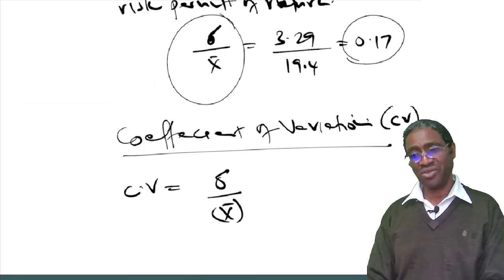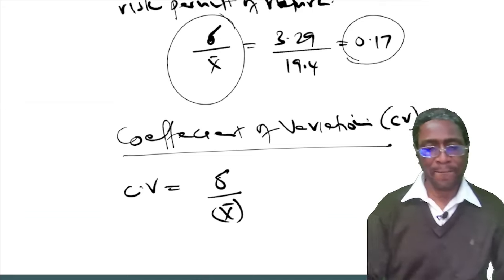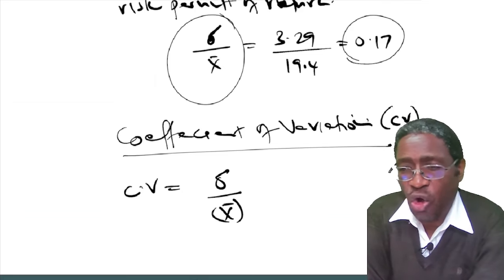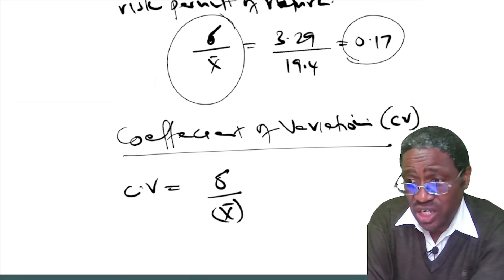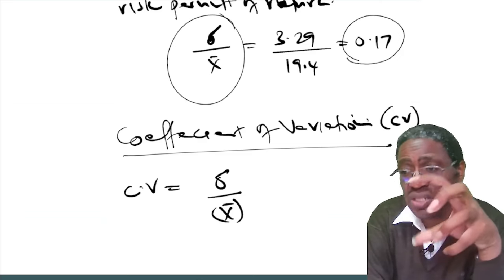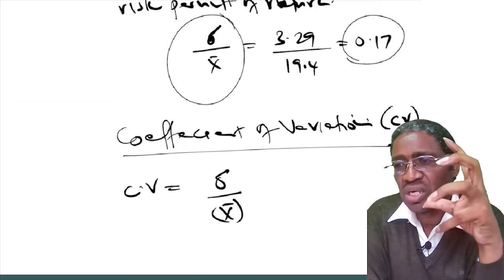Okay? Good. So let's put it down now. Have a subheading, coefficient of variation.